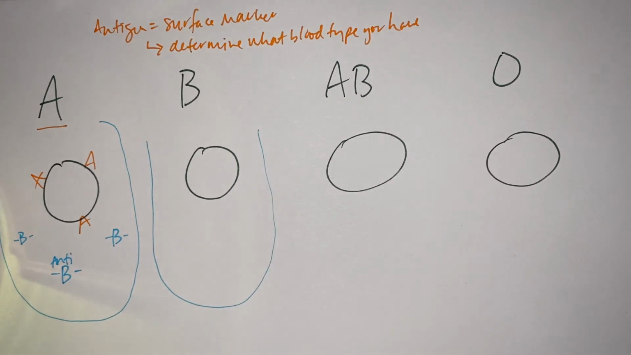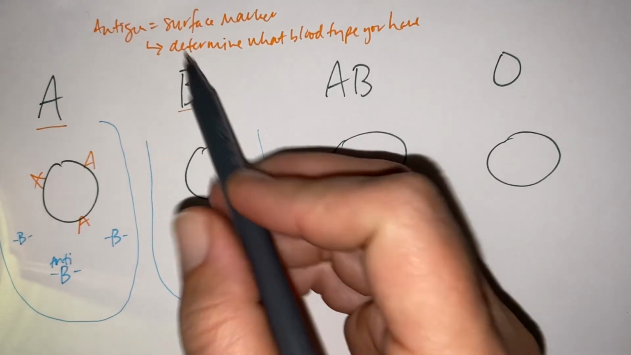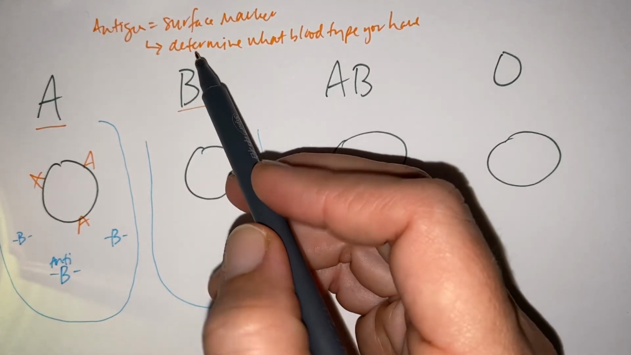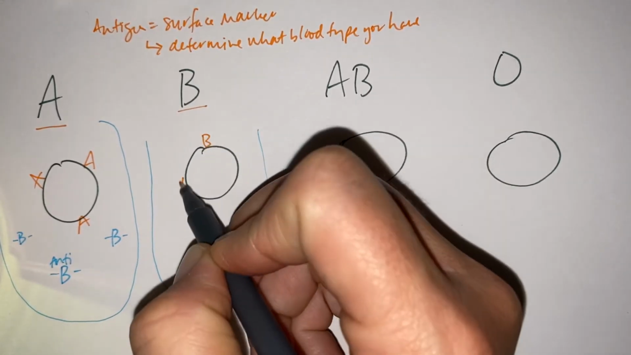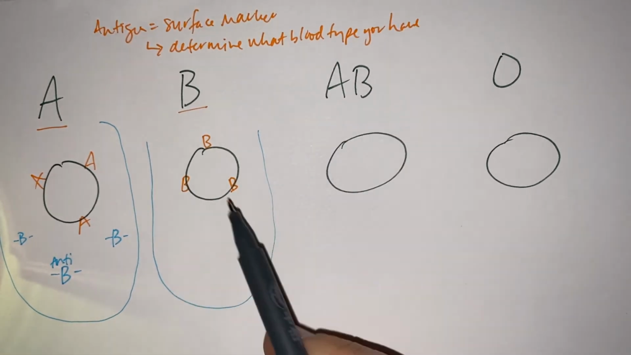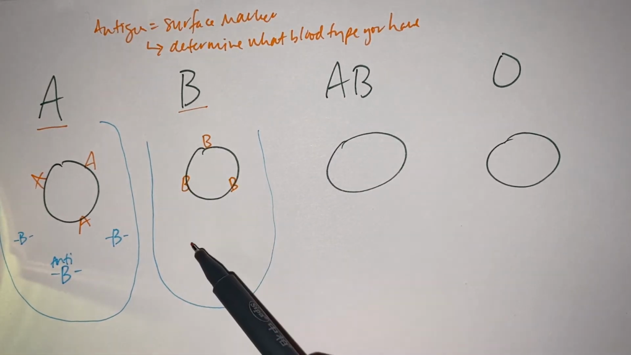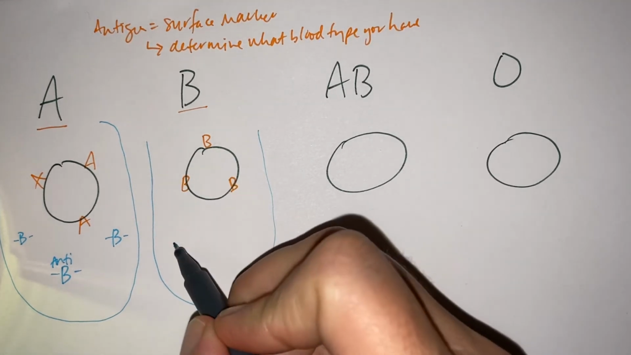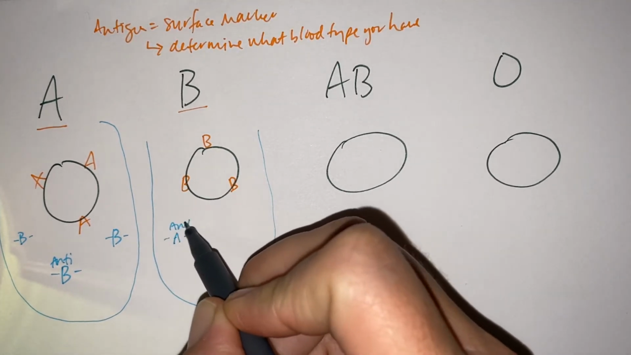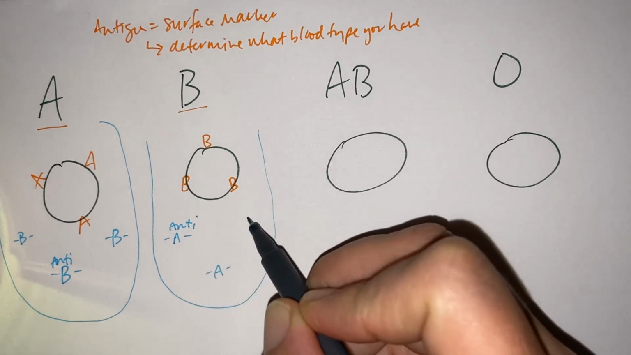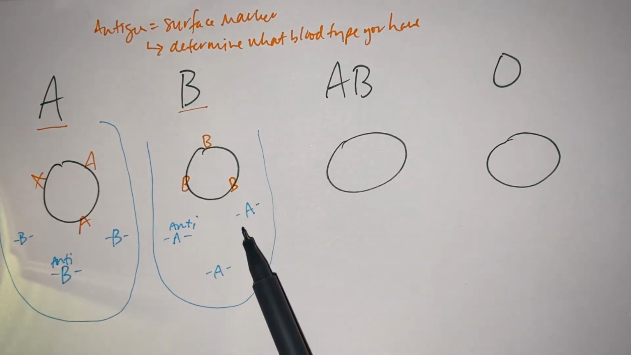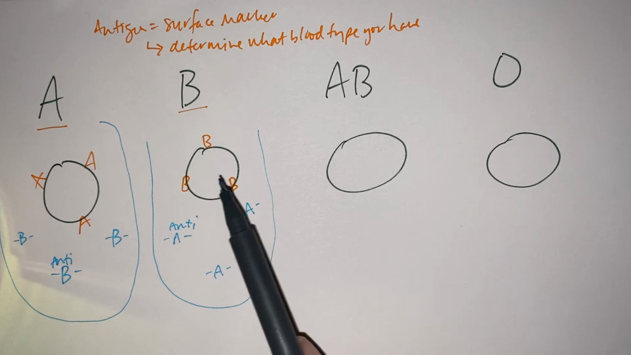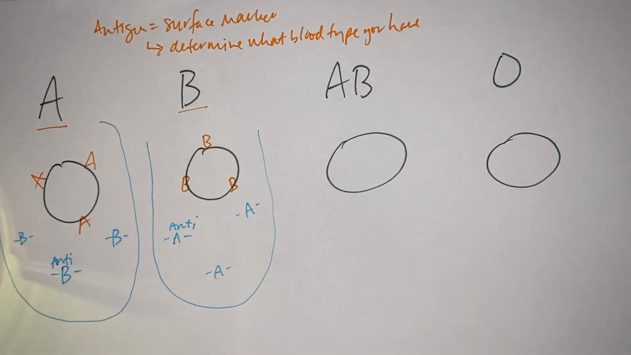If you are type B, which antigen do you have on the surface of your cell? Remember, my type determines what antigen I have. So these have to be Bs on the surface of this cell. If I have Bs on the surface of my cell, can I have B antibodies? No way, they can't mix. So in this case, I have to have A or anti-A antibodies floating around out here. Those, remember, are not attached to the surface of the cell. They're just floating around in the blood.